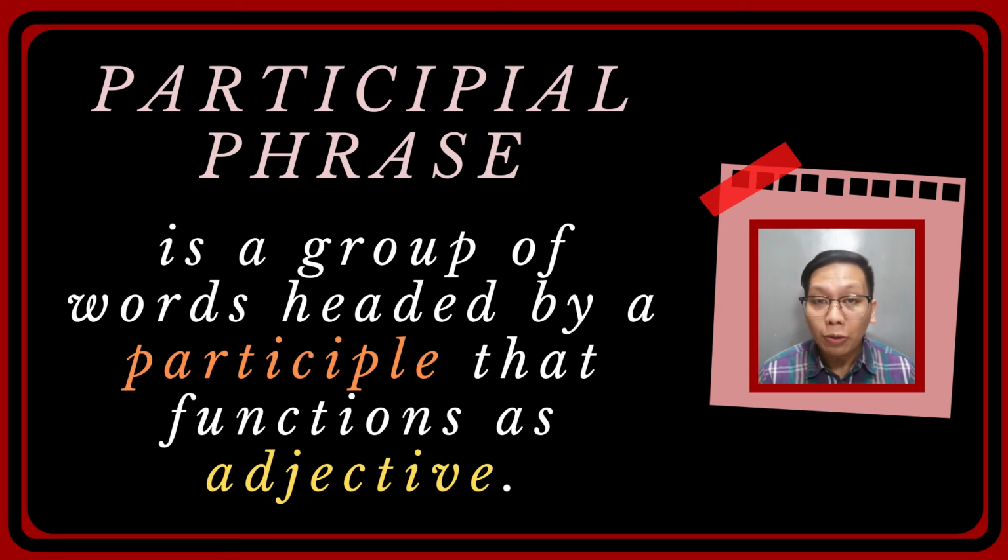In some cases, participles do not appear as individual words. Sometimes they come with different words that help them complete the description that they are giving. This is called participial phrase. It is a group of words that is headed by a participle and functions as an adjective. Notice the following examples.